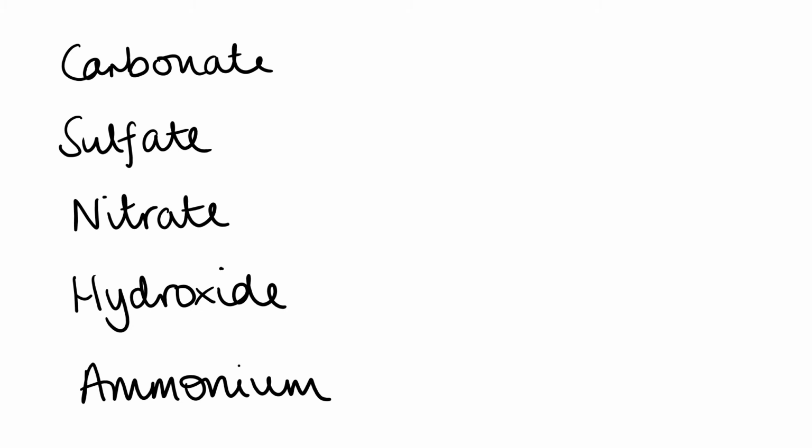Now, before we go much further with this, there are some compound ions that you need to be aware of. Now, compound ions are where you've got multiple elements that are joined together with a charge. The carbonate ion is CO3 2-. That's one carbon atom and 3 oxygens all joined together, and then the 2- charge is over the whole of that compound ion.